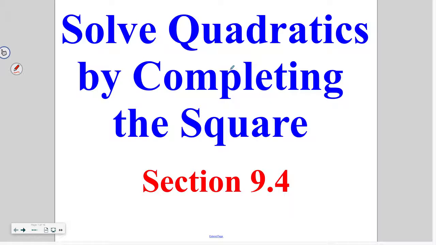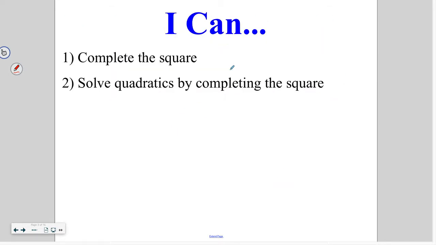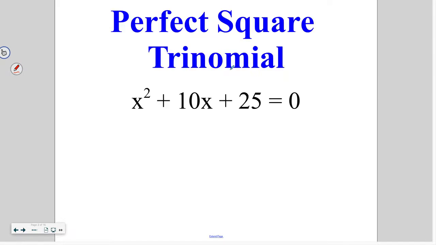Hello class, today we're going to talk about section 9.4, which is solving quadratics by completing the square. By the end of today's lesson, you will know what completing the square is and how to use it to solve quadratic equations. Recall from last chapter that we had a perfect square trinomial.